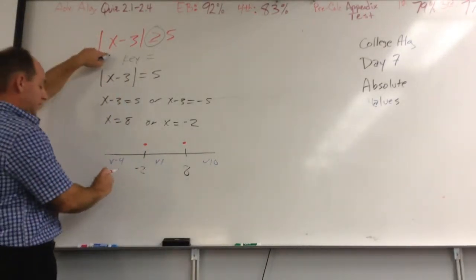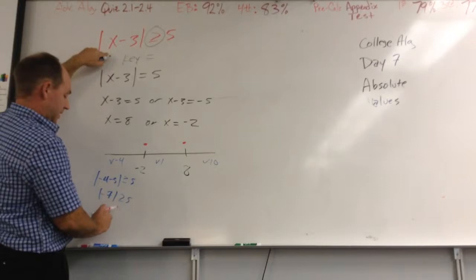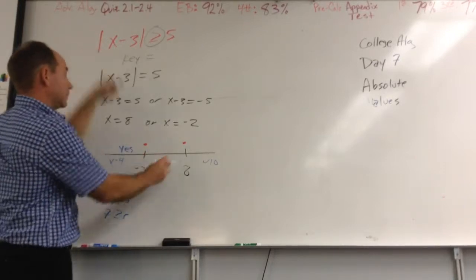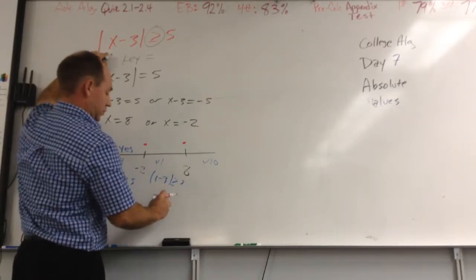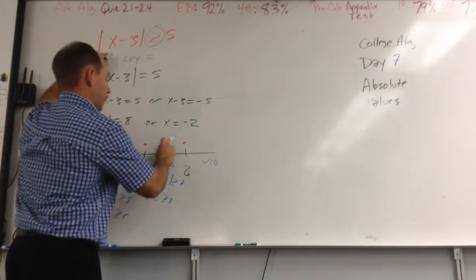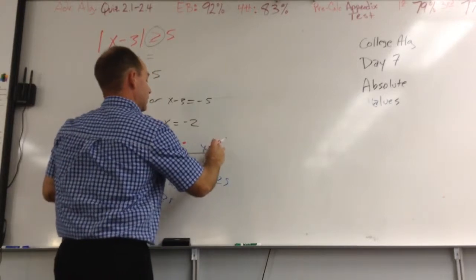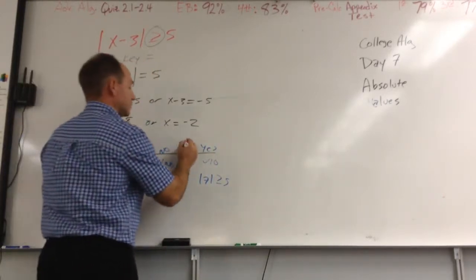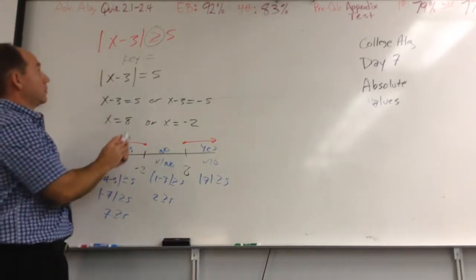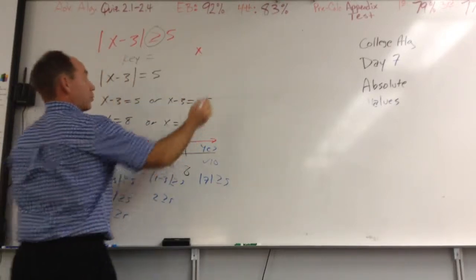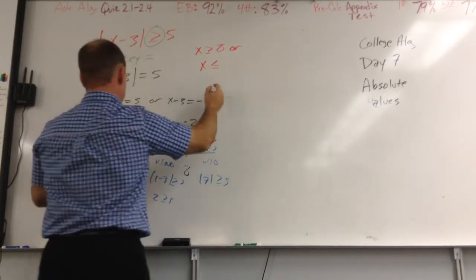At negative 4 minus 3, its absolute value, is it greater than or equal to 5? Yeah, 7's bigger than or equal to 5. Yes. Check 1. Is 1 minus 3, its absolute value, greater than or equal to 5? And that's 2. No. Check 10. Again, the absolute value of 7, is it greater than 5? And the answer is yes. So my answers are this region and that region. And so these answers are when x is greater than or equal to 8, or when x is less than or equal to negative 2.